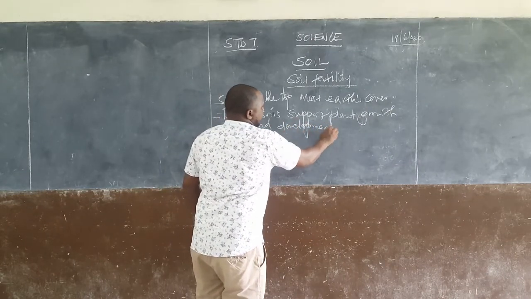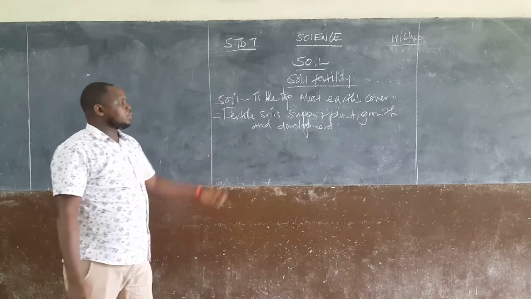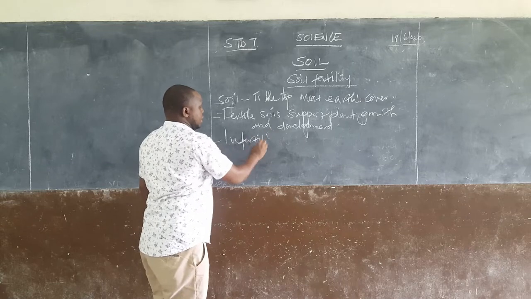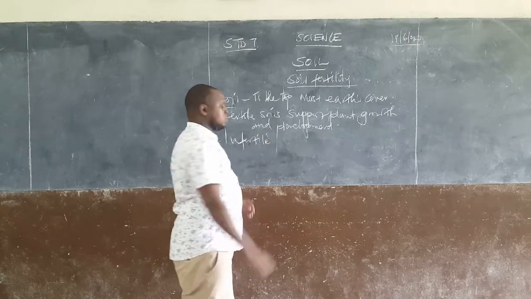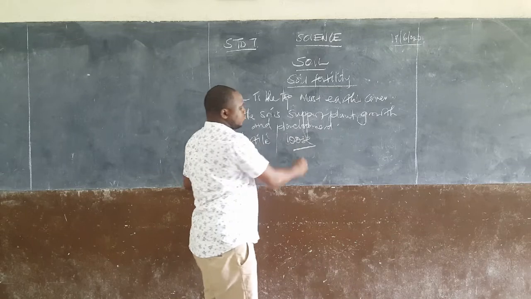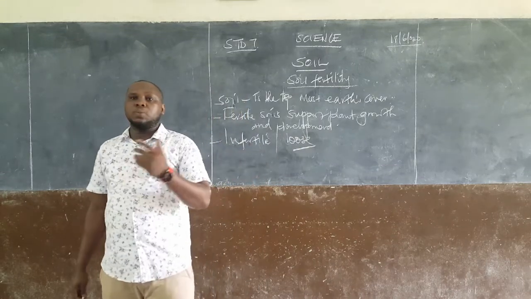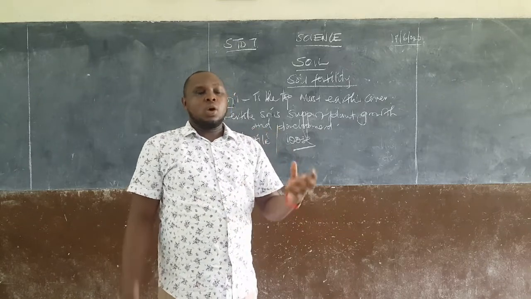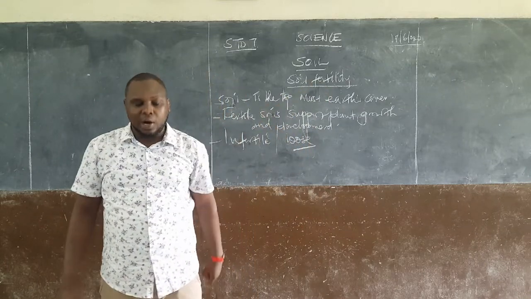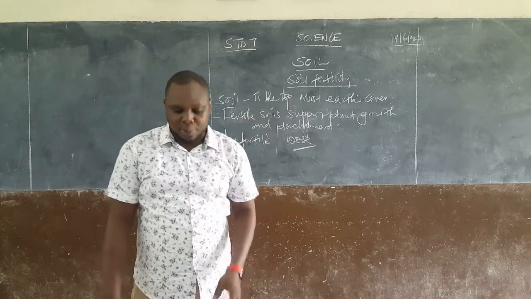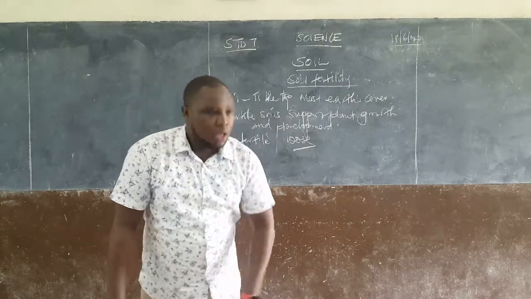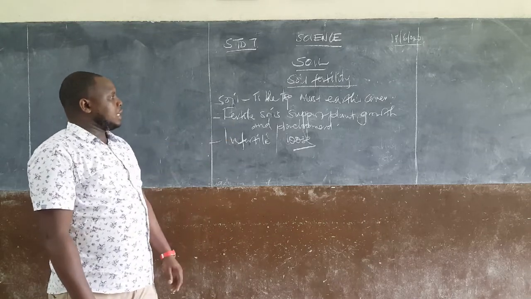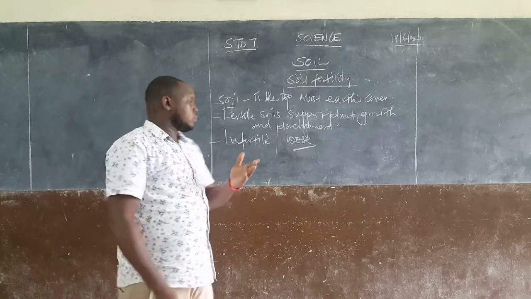Now the soil that is not fertile, we say that soil is infertile, or we can say the soil is loose, like in the case of sand soil. Sand soil is not able to support crops because of its nature, it's loose. Once water pours on it, it sinks down, and then the plants are left without anything to use.